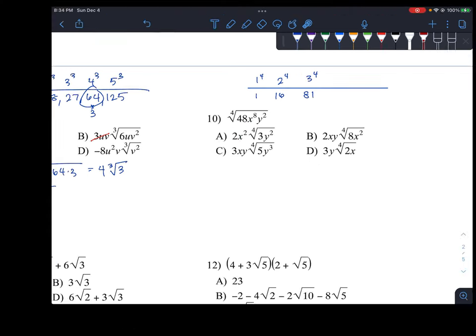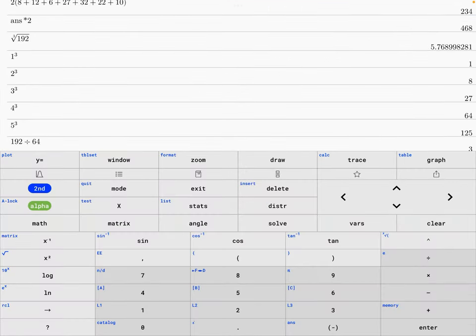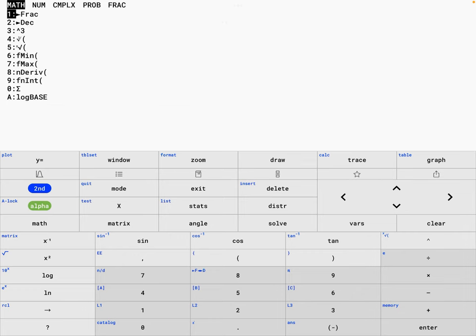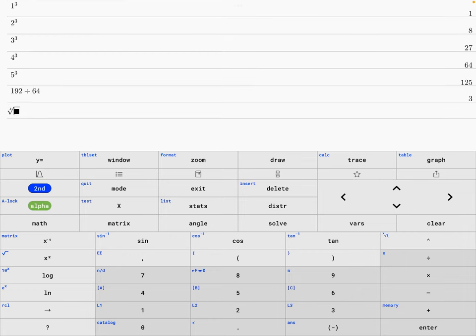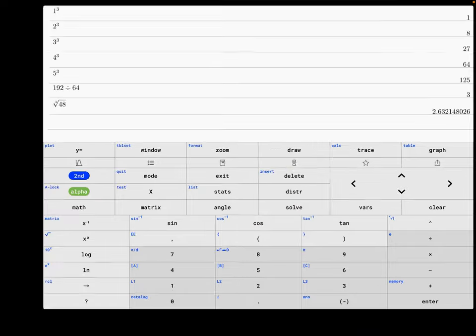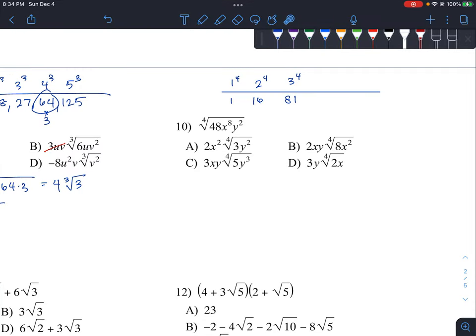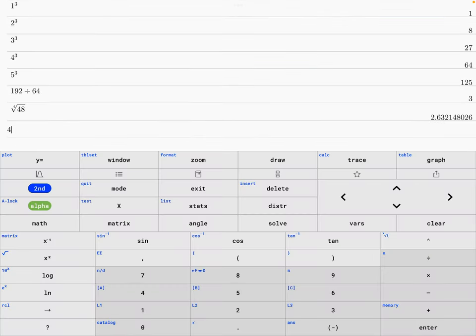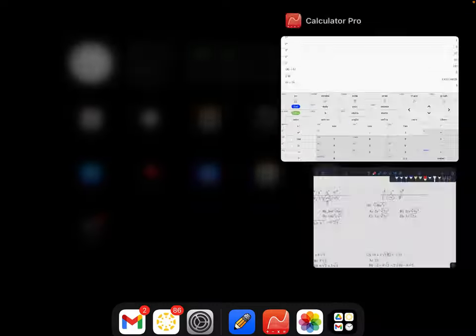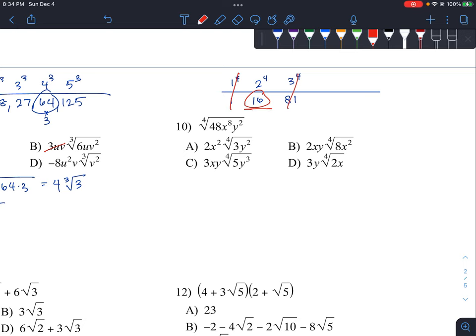Since I can't take the 4th root of 48, let me just double check that though. So we want the 4th root of 48, which I get a decimal number. Okay, so then I'm going to look for factors of 48 that work. Now that's way too large. That's not going to be helpful. So I'm really only left with the one option. So it has to be 16. And is 16 a factor of 48? And yes, it is. It goes into it 3 times. So that's going to be 3.